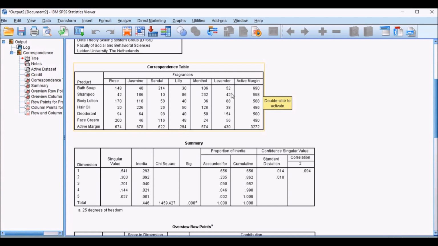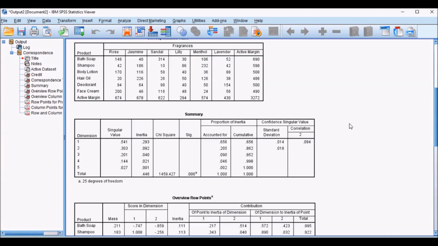So this is what we can basically understand by seeing the table. More people have answered for bath soaps followed by shampoo. Very few people have answered for hair oil. Fragrance also, we can see the fancy fragrances people liked more are jasmine, rose, sandal. Very few people want lily as a fragrance.